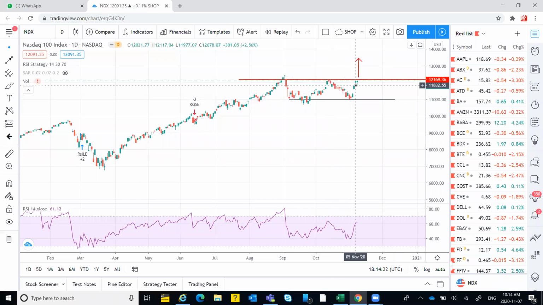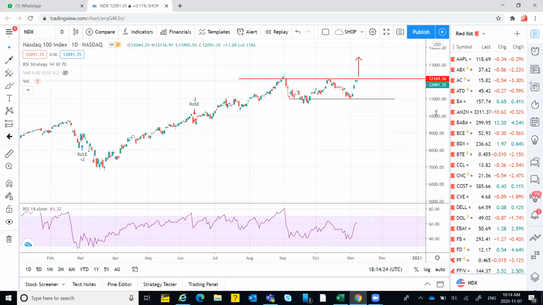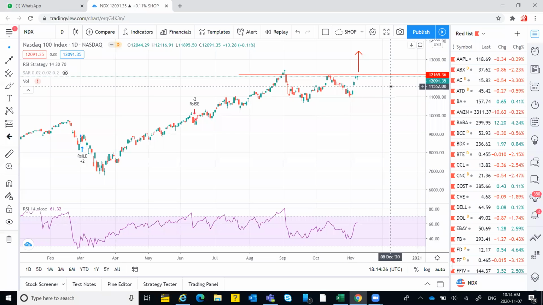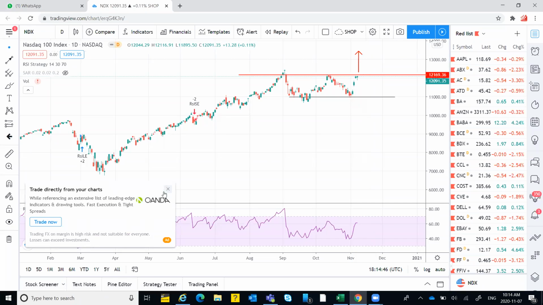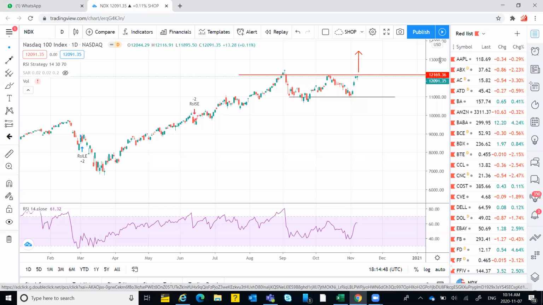So this is also at the resistance level. The immediate resistance is around 12,170, and currently we are at 12,091, which is very close, and more likely it will be broken in the next session. Once this is broken, the ultimate target will be 13,450, and then it will have a positive impact on the TSX index as well.